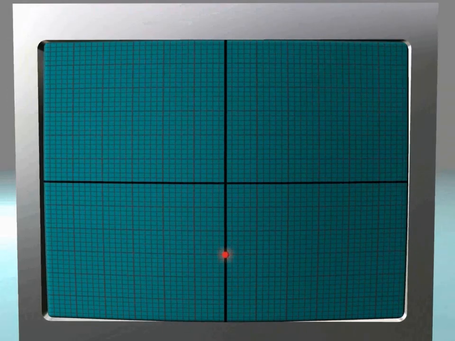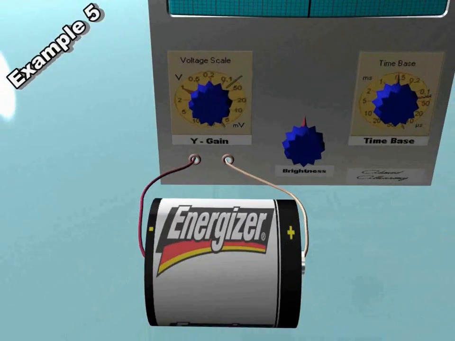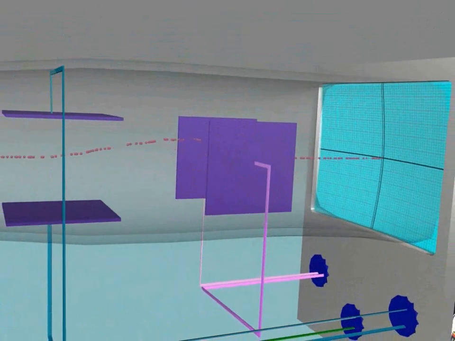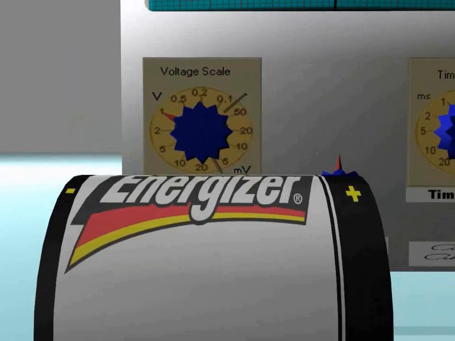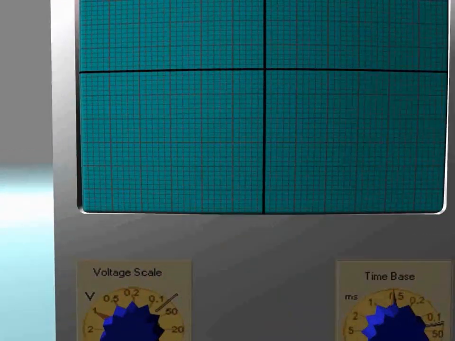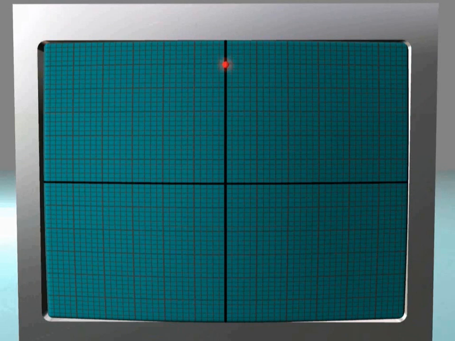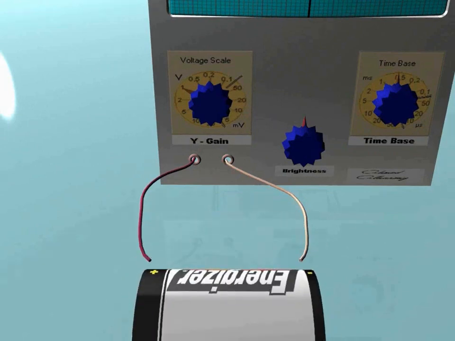Example number 5. Now we will replace the 3-volt DC battery with a 5-volt DC battery. This will also make an upward deflection, but this time the deflection is greater because of the greater potential difference of the battery. If the Y gain button is still adjusted to 1 volt for each square, the spot this time appears on the 5th square, not the 3rd square as previously. Similarly, if the polarity is reversed, the deflection will be downwards, not upwards.